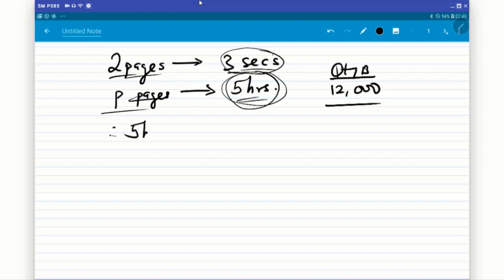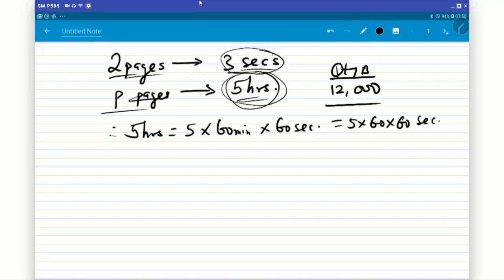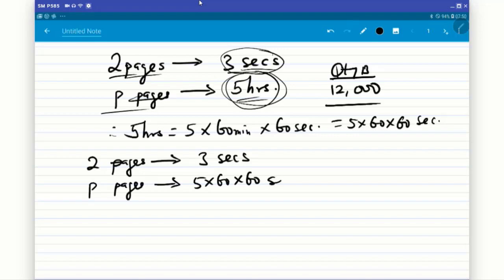Don't forget, 5 hours converted to minutes is times 60 minutes, and then to convert to seconds, that's times 60 seconds. So it gives you 5 times 60 times 60 seconds. Let's just leave it like that, I don't need to waste our time multiplying this out. So 2 pages will take 3 seconds, and now P pages will take 5 times 60 times 60 seconds. Now, in direct proportion, what do you do? You cross multiply.